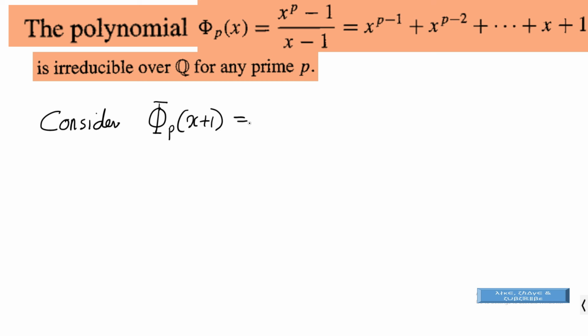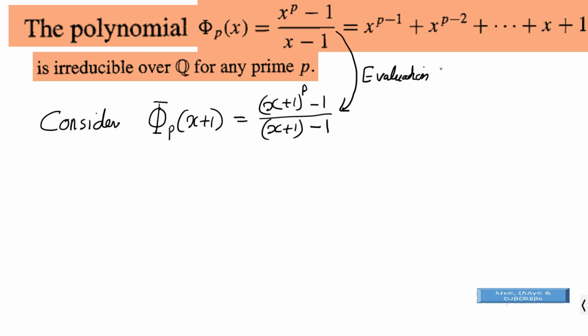So on your right hand side, you are going to get, that is, just replace x with x plus 1. So you get (x plus 1) raised to p minus 1 by, again replacing x with x plus 1, you can see that it is x plus 1 minus 1. So it is clear that I have obtained this polynomial phi p of x plus 1 from the old polynomial capital phi p of x by replacing x with x plus 1.